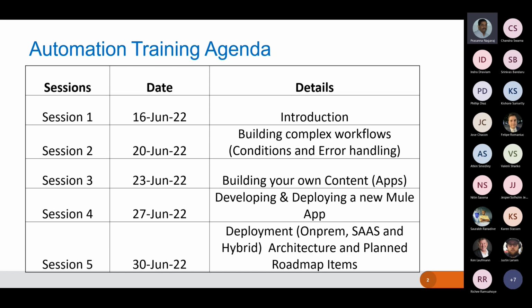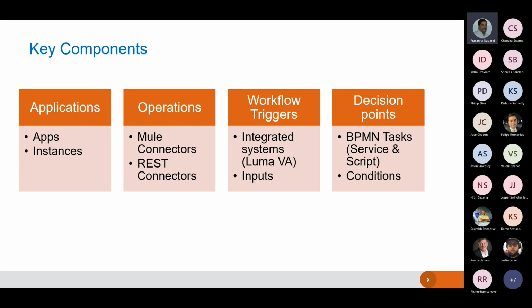We will be covering a little bit on the REST part today. To recap what we have done so far, these are the key components of the automation. Mainly the applications, where we create apps. Apps are of two types, Mule app and REST app. Instances are for REST apps, where we create instances for running that particular app. In REST app, we configure the instances. For the Mule app, we configure the execution agent.